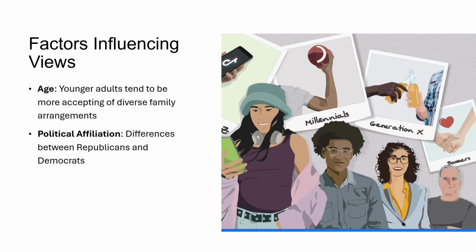There are notable differences in acceptance rate between Republicans and Democrats. Generally, Democrats are more likely to accept diverse family arrangements, while Republicans tend to favor traditional family structures. These differences underscore the impact of political ideology and social attitudes.